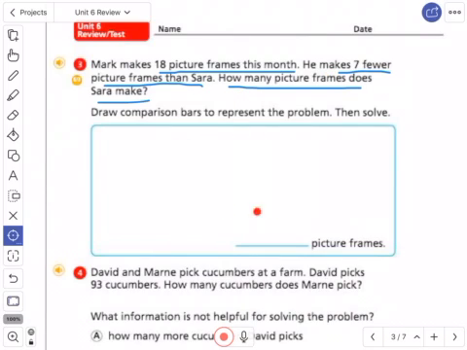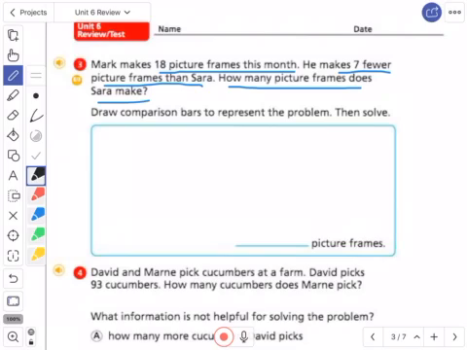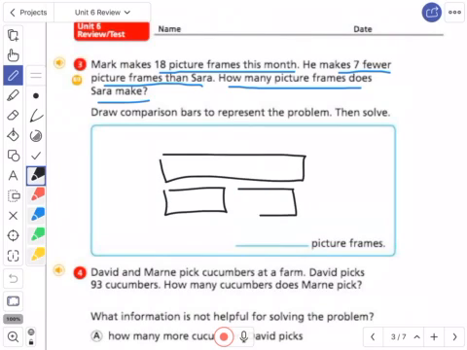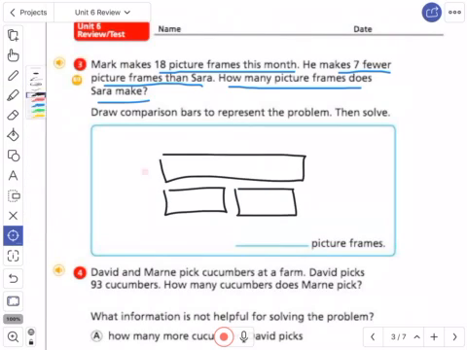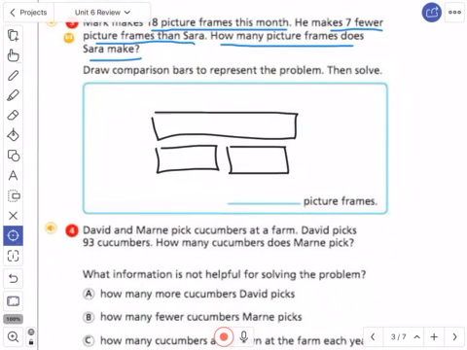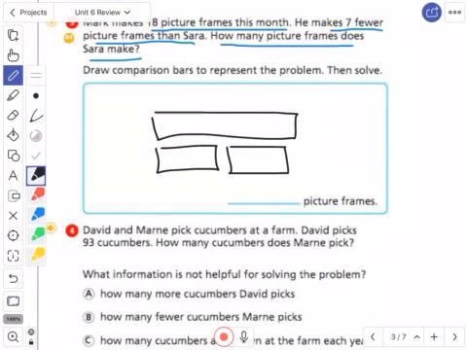You're going to draw a comparison bar to represent the problem and solve. So I've been showing comparison bars this whole unit. Remember, comparison bars are set up like this. I'm just going to draw this just to help show, but you need a comparison bar for this one. And then you just need to answer right there.